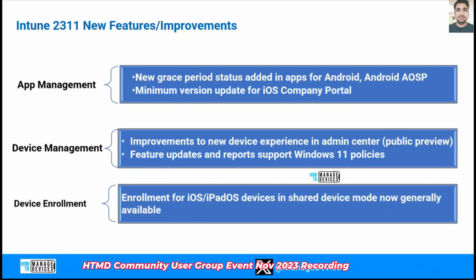When it comes to app management, we have a new grace period status added in the apps for Android and Android AOSP. Basically, the Microsoft Intune Company Portal app for Android and the Android Open Source Project will now show you the grace period status for a device which doesn't meet a compliance requirement but is still within the given grace period.